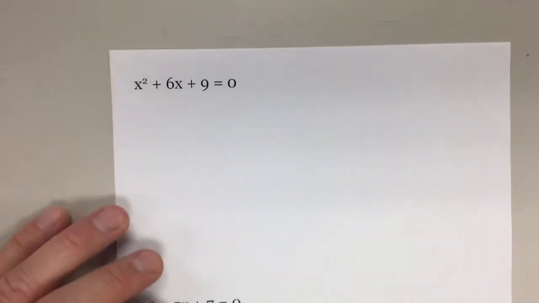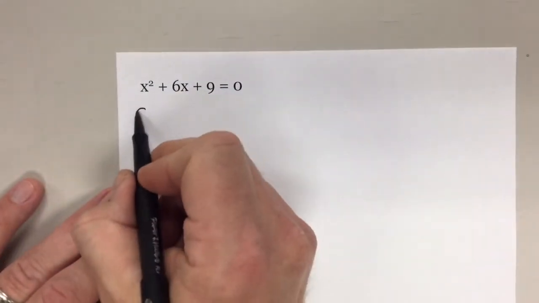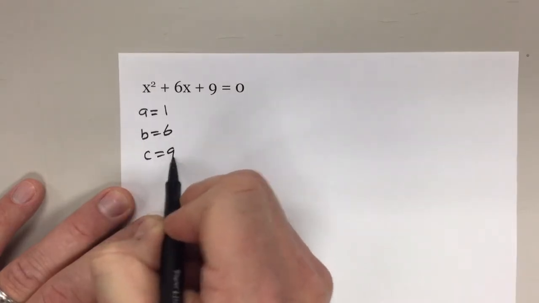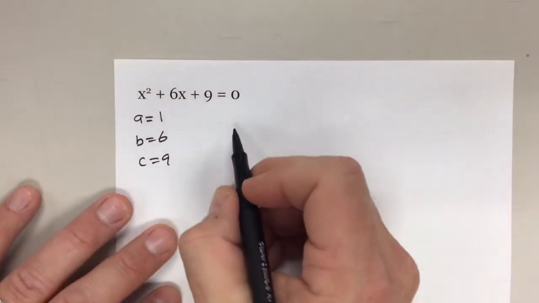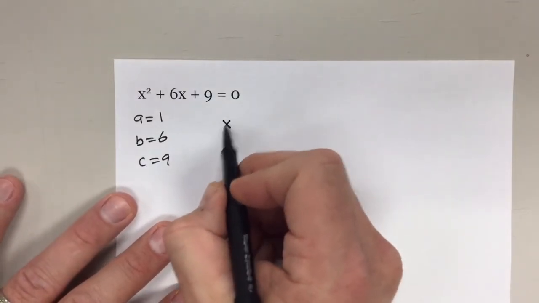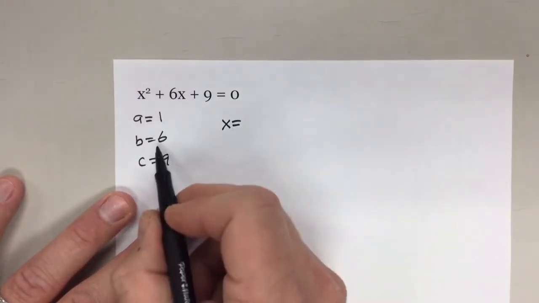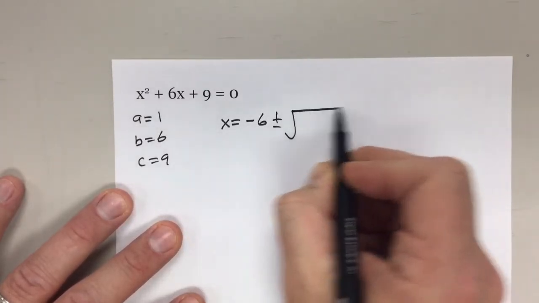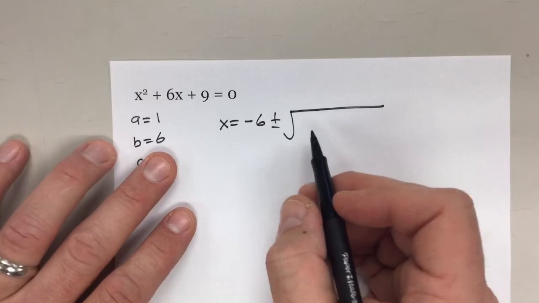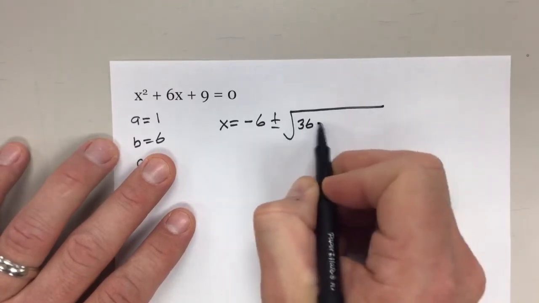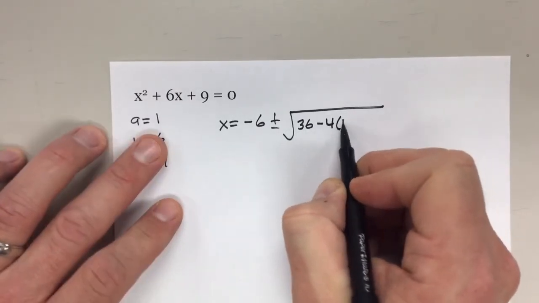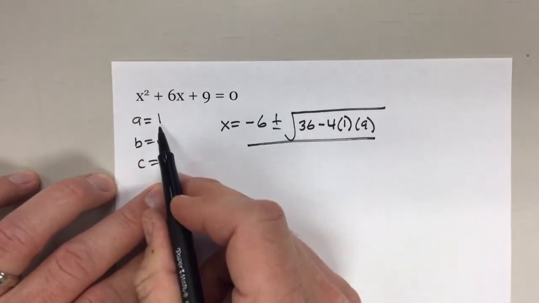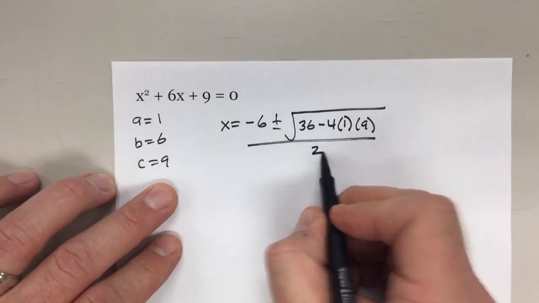Hopefully everybody has done this before. So the first thing I would do, example number 3 on the back of the worksheet, is write down a, b, and c. Fill into the equation, so it's x equals, now this time b is 6, so negative b would be negative 6, plus or minus the square root of b squared, so 6 times 6 is 36, minus 4 times a times c. All over, now 2 times a is just going to be 2 times 1, so we can just write 2 if you want.